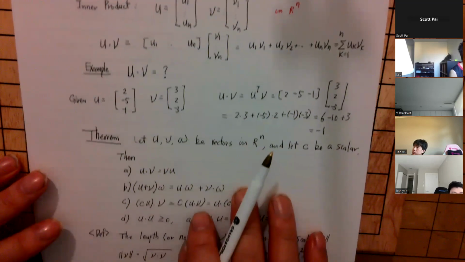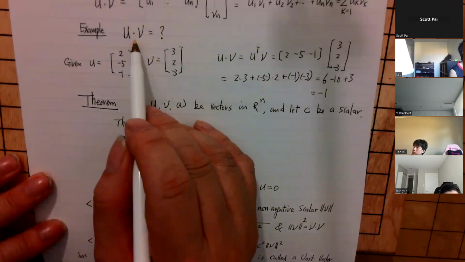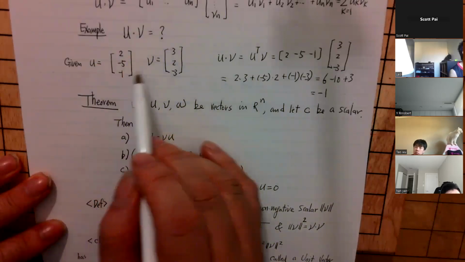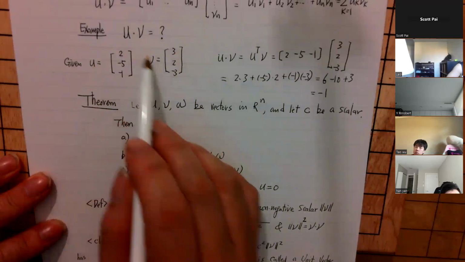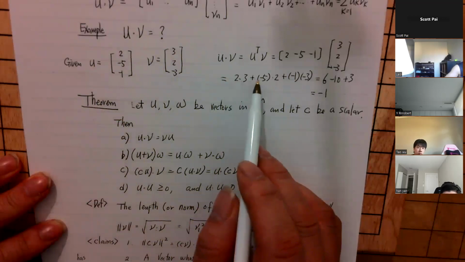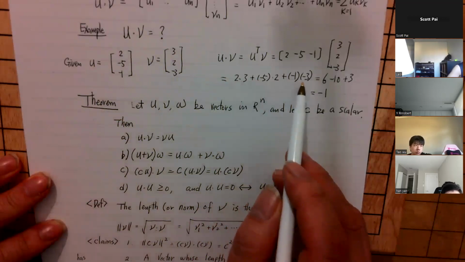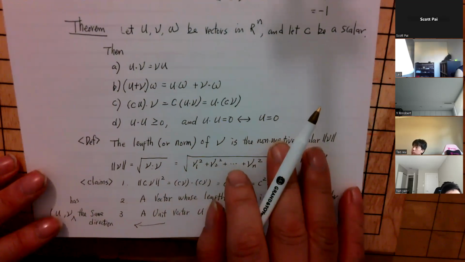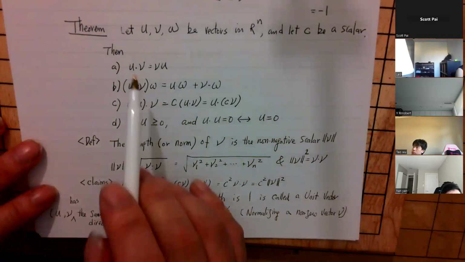Let's look at a very simple example. What is u dot v? U is (2, -5, -1), v is (3, 2, -3). So u dot v is going to be 2 times 3, plus -5 times 2, plus -1 times -3, and now it's -1. This is very trivial. We just go over it so that you recall what you learned at the beginning of the semester.